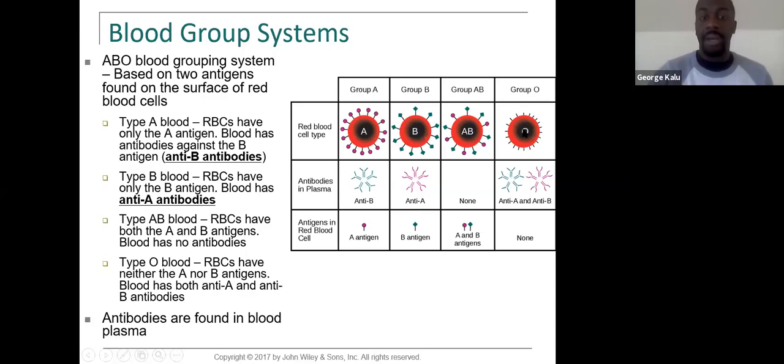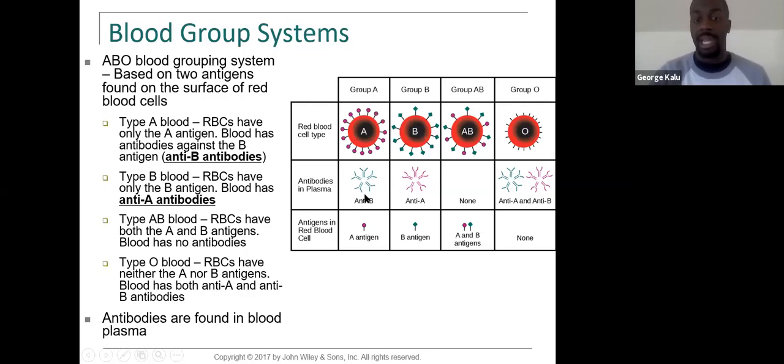Now, in addition to having these antigens on the surface of the red blood cells, there's also going to be some antibodies in the blood plasma. And those antibodies are going to be built to whatever antigen you do not have in your blood. So for example, someone who is type A is going to have the A antigen, so they're going to have the anti-B antibody.